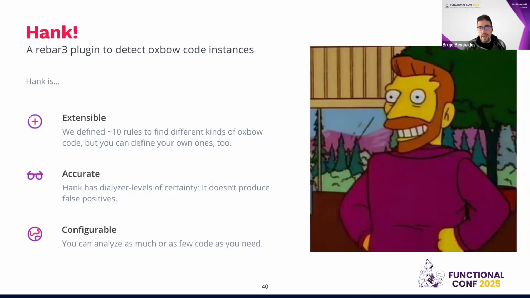Hank is a rebar3 plugin. In other words, it's a tool that can be run before compiling your code. It detects and reports dead code instances. It is extensible. It comes with many detection rules baked in, but you can add your own ones. It's accurate. It may not report all the dead code instances, but when it finds one, you can be sure it's a real one, and it's configurable, so you can decide how thorough you want it to be. I will dive deep into each of these characteristics, starting with the rules and the extensibility.